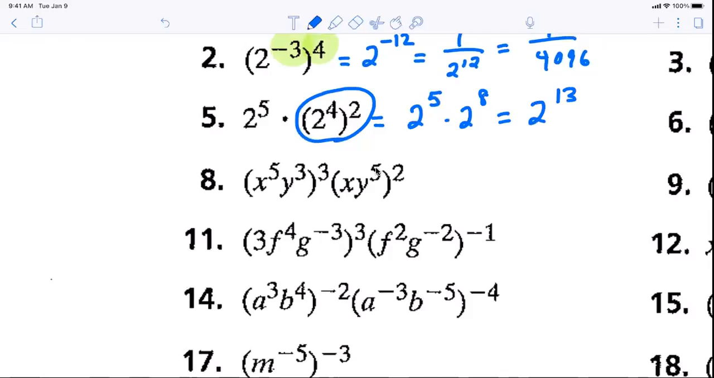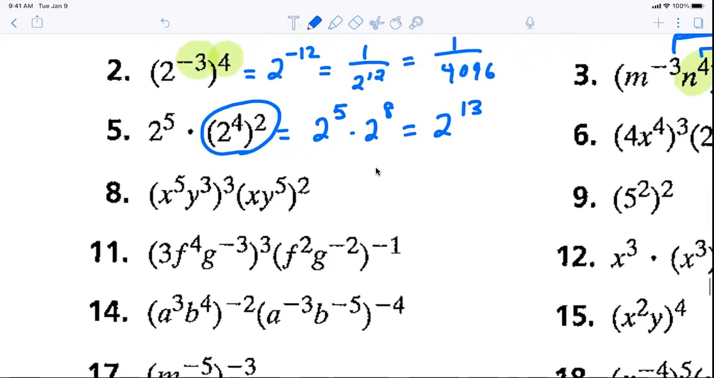Max, you with me? You wouldn't multiply that? No. Well, I mean, if you want me to tell you what 2 to the 13th is, we can, but it's kind of a big number. No, I mean like 5 and 8. No, sir, because you're multiplying. What do you do to exponents? You add them. When you're multiplying, you add the exponents.